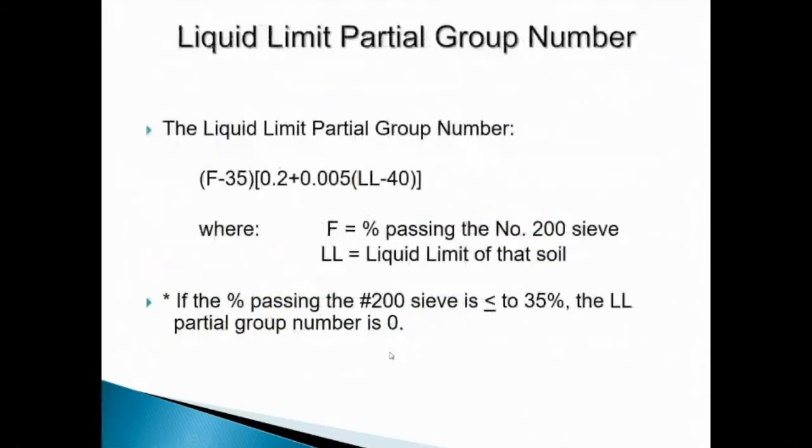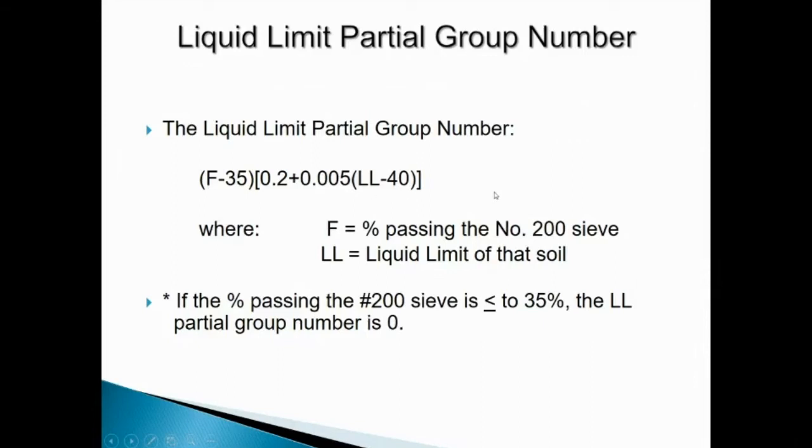We're going to go through an example with you. And again, you will have to do this on your exam. An example is also provided in Appendix 2 of your soil inspection manual. To determine the liquid limit partial group number, we use this equation, where F is your percent fines, the percent passing the number 200 sieve, and LL is the liquid limit of that soil, again rounded to a whole number. You plug your percent fines and your liquid limit into this equation.